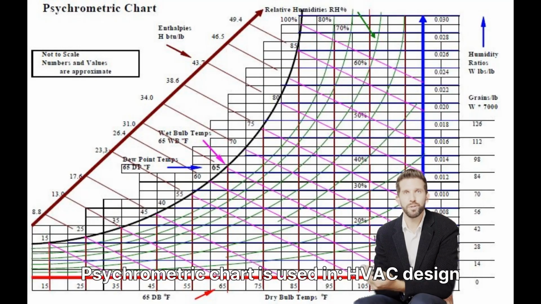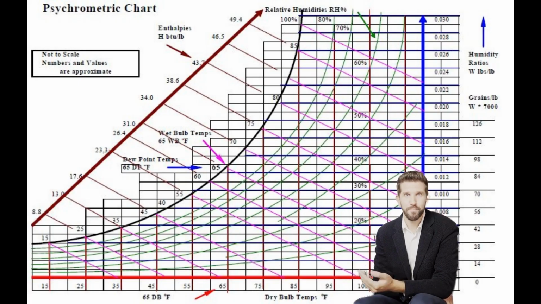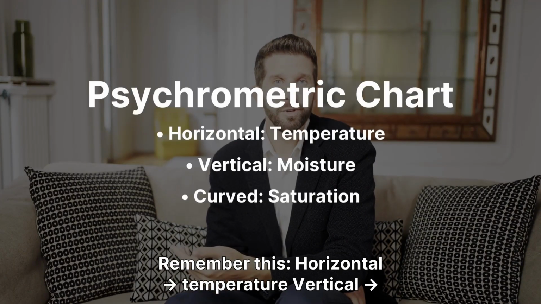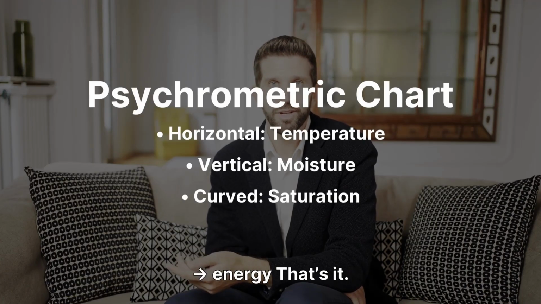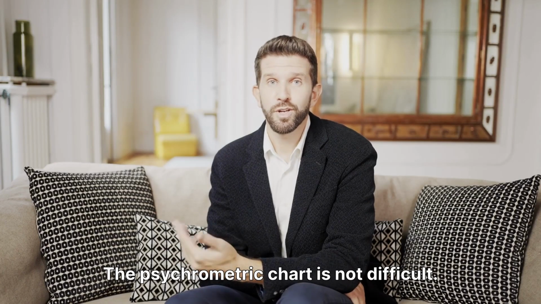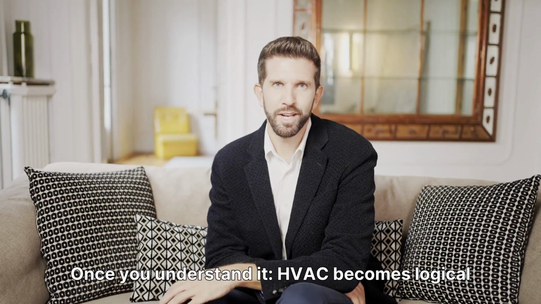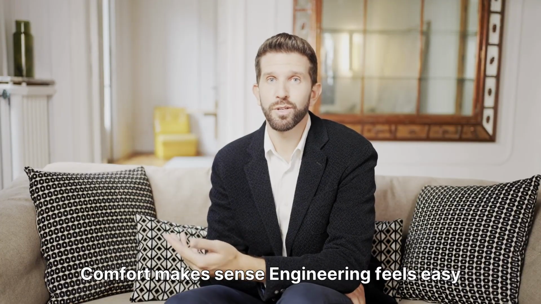The psychrometric chart is used in HVAC design, cooling towers, pharmaceutical plants, food industries, power plants, and data centers. If you understand this chart, you can solve real engineering problems. Remember this: horizontal is temperature, vertical is moisture, the curved left line is saturation, and diagonal is energy. That's it. The psychrometric chart is not difficult. It is simply a visual tool. Once you understand it, HVAC becomes logical, comfort makes sense, and engineering feels easy.